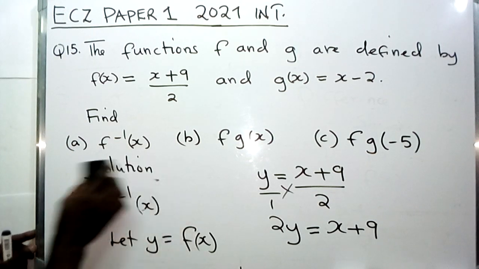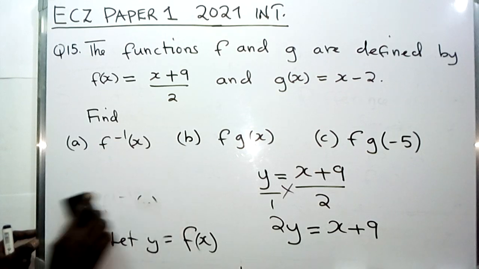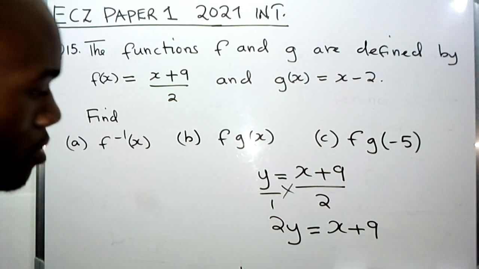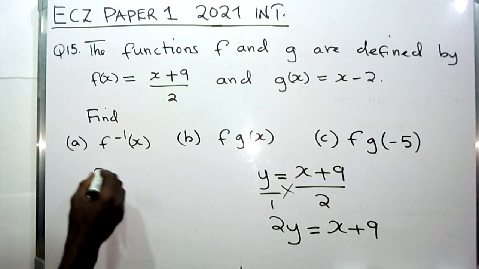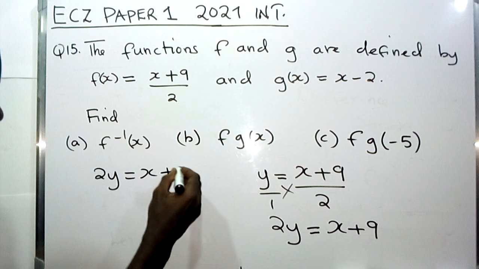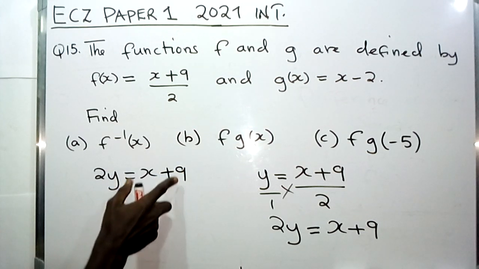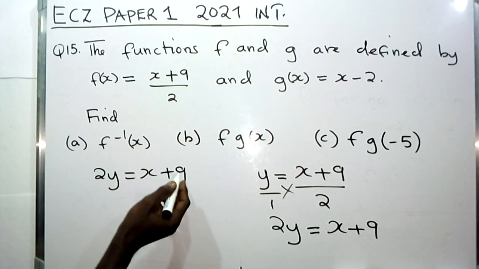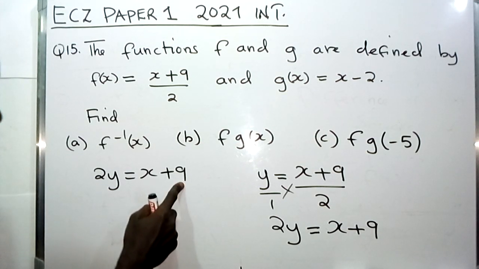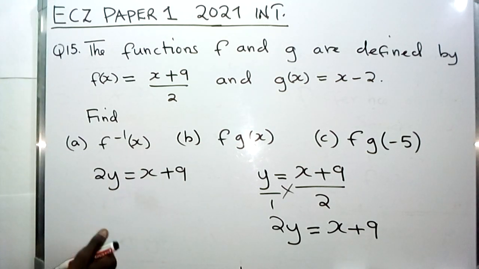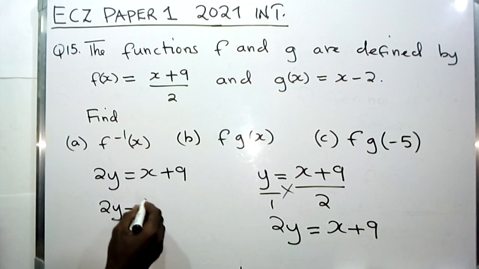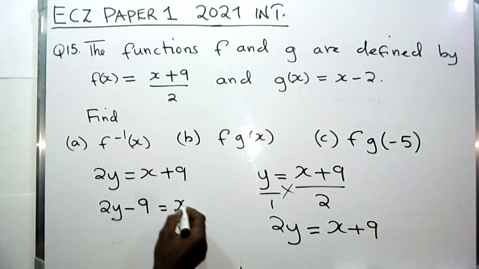Allow me to just erase this so that I create enough space. Okay, so now we are going to have 2y equal to x plus 9. Like I said, I have to take this 9 to the other side of the equal sign. Now you see 9 is positive, so when it goes to the other side, it will now be negative. So 2y minus 9 equal to x.